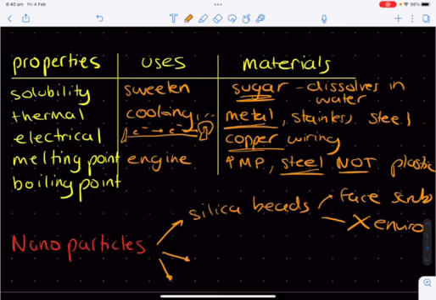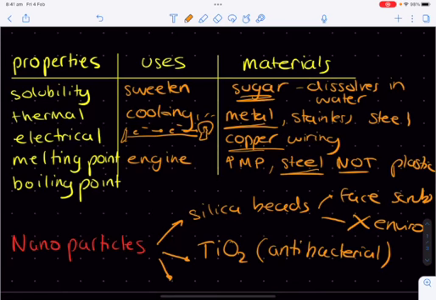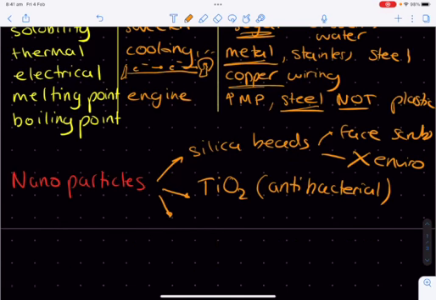And then you have things like titanium dioxide, and this is a material that's often used as an antibacterial agent in some packaging materials. And another fun one is you also have gold nanoparticles, which are currently being researched to see how they can be used in chemotherapy and as an anti-cancer sort of drug.